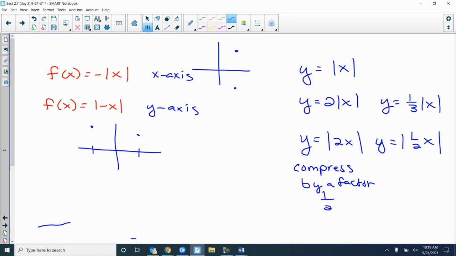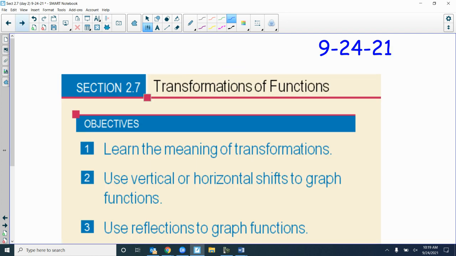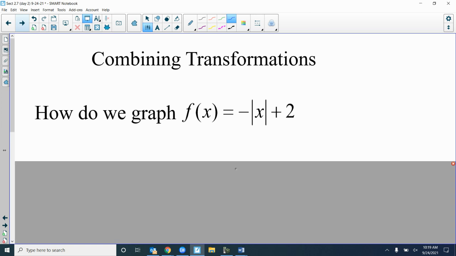Most of what you did yesterday was one transformation, with the exception of maybe vertically and horizontally. When you start doing more than one transformation, things get a little bit hairy. All right, this isn't on your guided notes, but just pay attention. According to this, what's happening? Negative absolute value of x plus 2. Plus 2 moves it which way? Up 2. What's the negative in front? It reflects it over the x-axis.